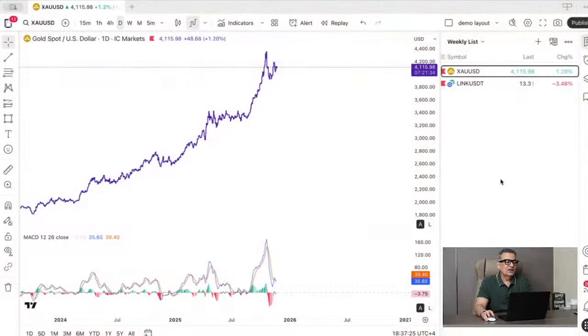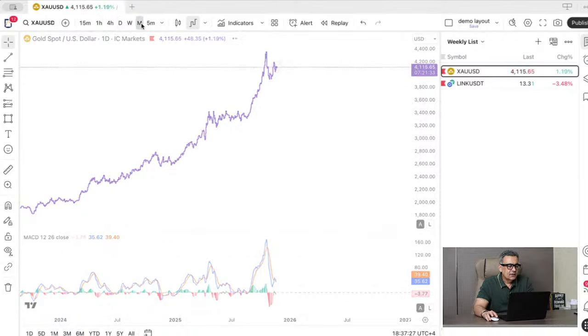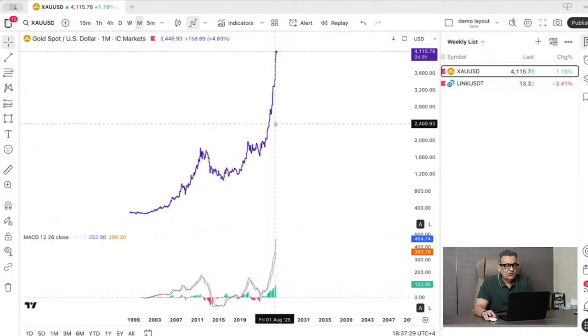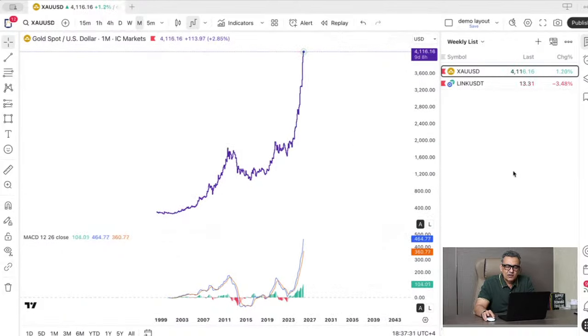So the first instrument is gold, and here I am on the monthly time frame chart. On the monthly time frame chart, it is extremely bullish. I can see higher high formation with higher high formation of MACD lines and MACD histogram. There is no damage to the pattern. The momentum is intact. So which means in the longer run, gold will continue higher.